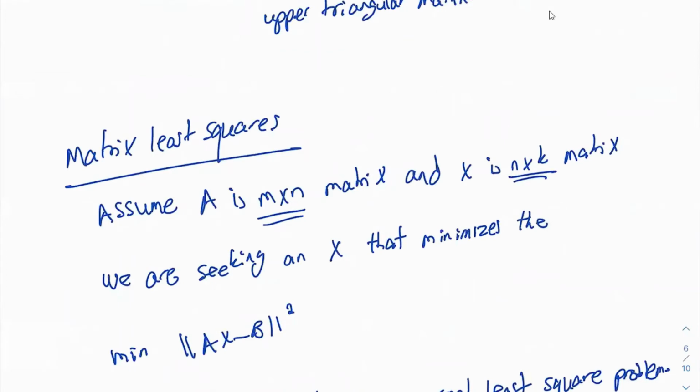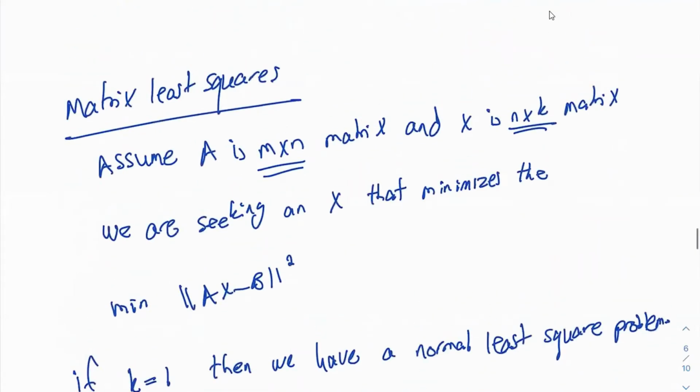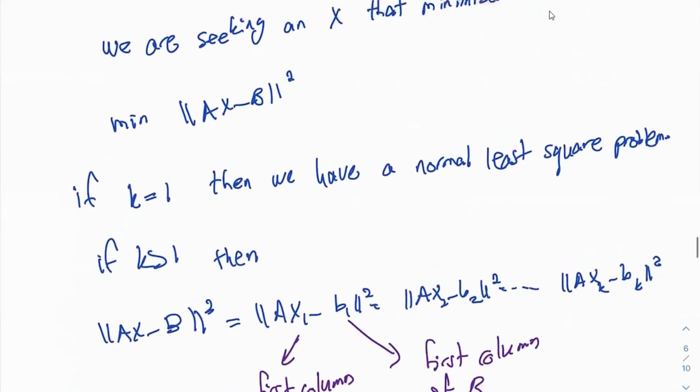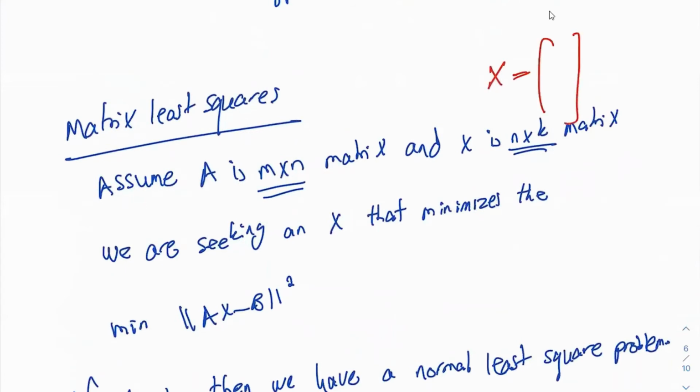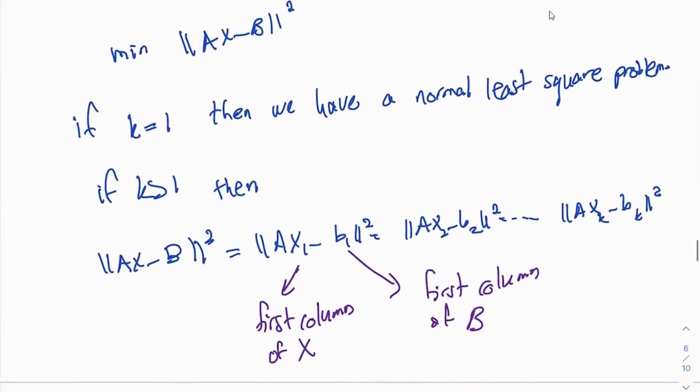Now let's talk about the least squares for matrices. What I mean by that is when X is a matrix instead of a vector. So assume A is an n by n matrix, and now X is an n by k, since the dimensions should match, right? And now we are seeking an X that minimizes the quantity AX minus B. The same expression, but now X is a matrix instead of a vector. So if k is equal to 1, meaning X has only one column, then we get a normal least squares. But now what if k is greater than 1? Let's see what we get.